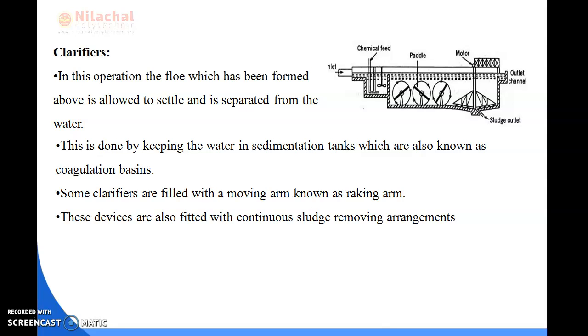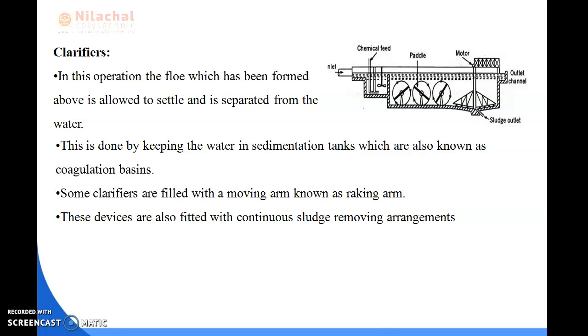Some clarifiers are fitted with a moving arm known as a raking arm. These devices are also fitted with continuous sludge removing arrangements. Okay, so after flash mixing and flocculation has been done, then the clarifier operation will be done.